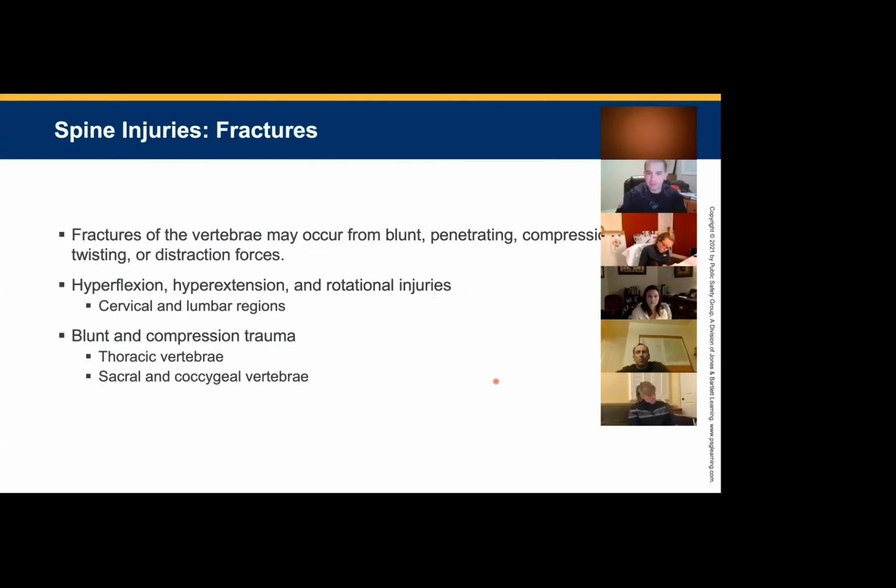All right, and then we're going to move into spinal fractures. So fractures can happen of the spinal column. And these can happen from blunt, penetrating, compression, twisting, or distraction forces. They can also occur from hyperflexion, hyperextension, and rotational injuries, specifically to the cervical and lumbar regions. Blunt and compression trauma. When we talk about compression trauma, we have our vertebrae, we have that disc between our vertebrae, and the spinal column compresses on itself.